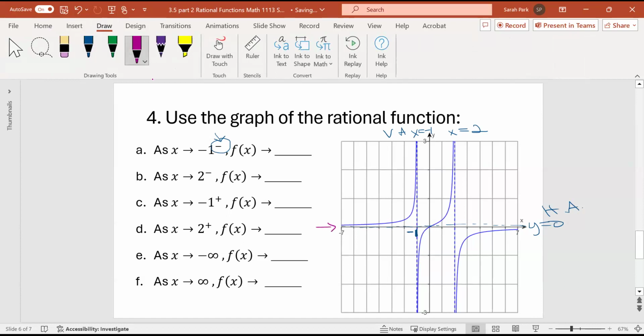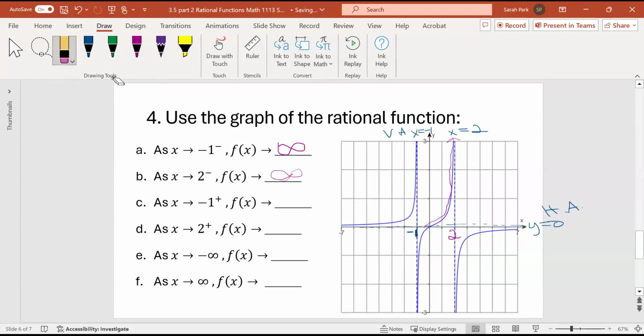So what happens to the y value? What is the function doing in terms of the y value? While you're approaching -1 from the left side, the y value keeps getting bigger and bigger, increasing towards infinity. So as x approaches -1 from the negative side, or the left side, f of x, or the y value, approaches infinity. Okay, so for part B, what happens as x approaches 2? 2 is here, from the negative side again, coming from the left. As x approaches 2 from the negative side, it's also approaching infinity. The y value is approaching infinity.